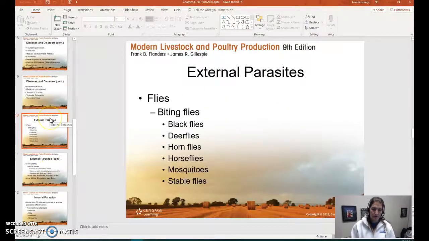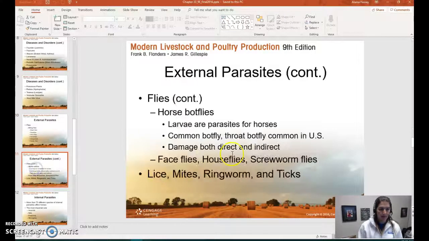So we have some external parasites that affect them, just like us. There's flies. Flies are their number one external parasite that bothers them the most. And then we also have lice, mites, ringworm, and ticks. Ringworm for them shows up very similar to us. It does make a ring, but it actually looks like a burn on them, and they lose their hair right where it is, and it can be a little bit more painful for them than us.